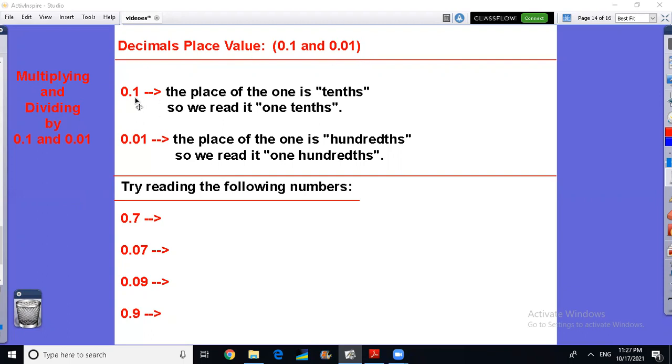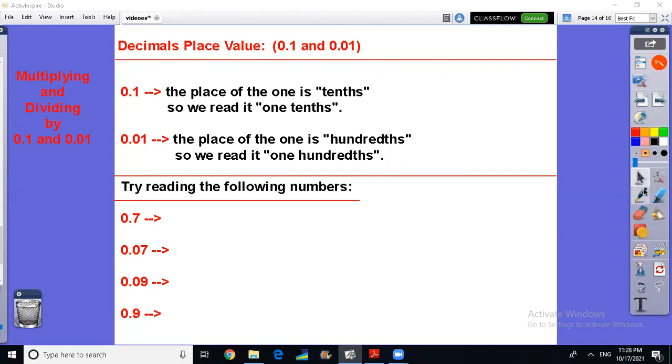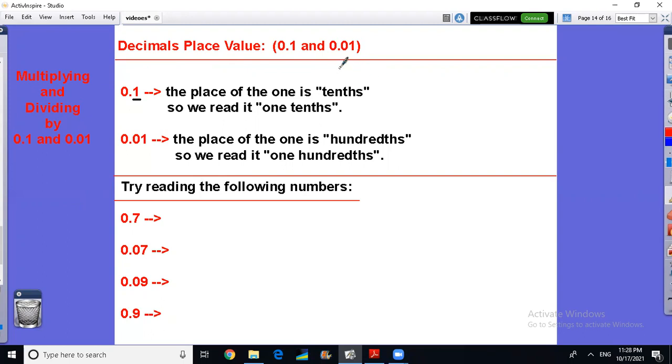What is the place of the 1 here? The first digit after the decimal point is always called the tenths. So how do we read this number? We read it 1/10. So it is just 1/10. All right, guys? TH at the end. 1/10.